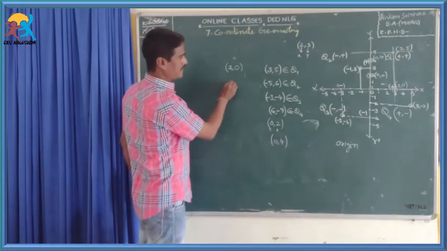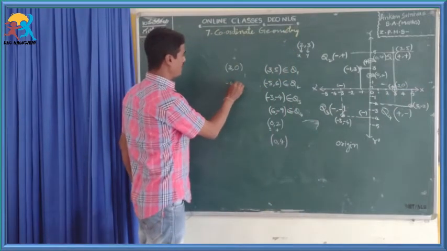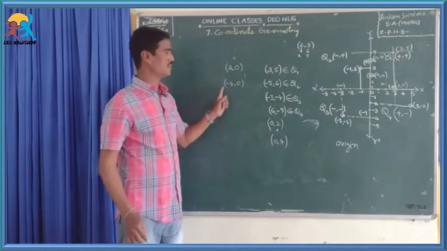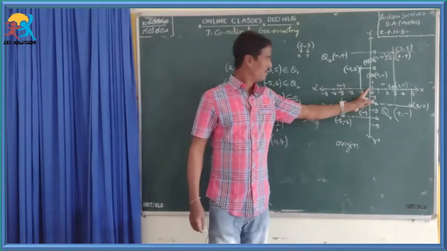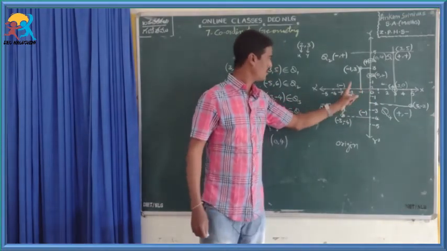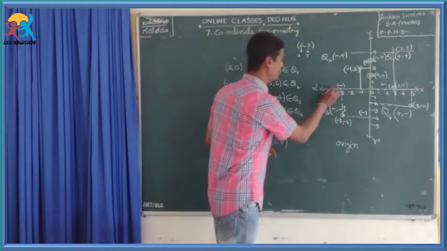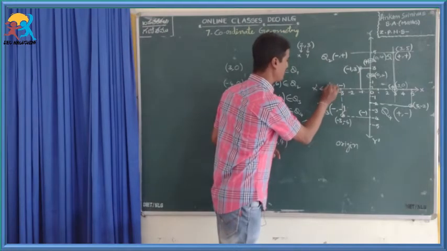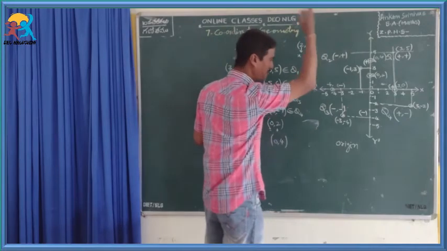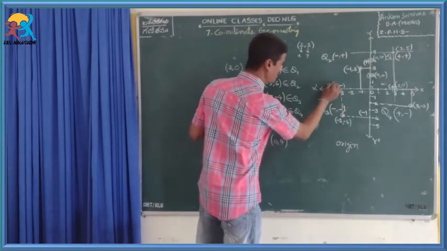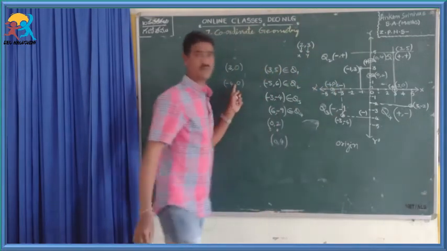Suppose minus 4 comma 0. Minus 4 means 4 units to the left of the origin on the x axis: 1, 2, 3, 4. This position is negative 4 and 0. On the y axis we cannot move upward or downward, it is 0 only. What do we observe here?